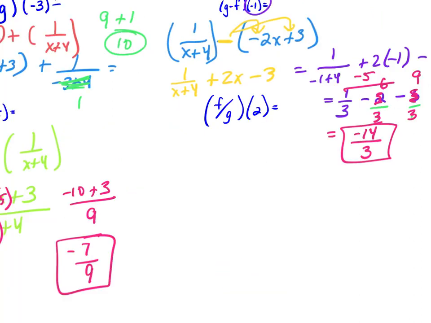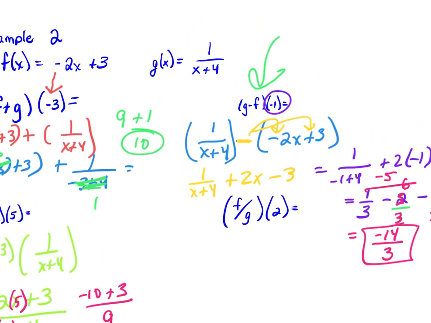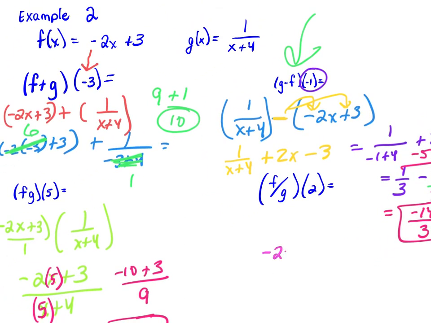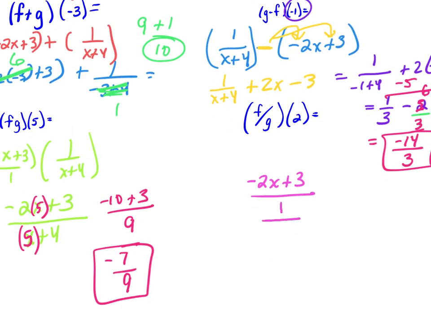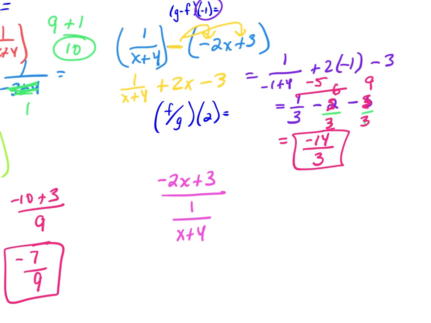What's the last one say? F what? F over G. So F divided by G. So that means F goes on top. Where's my F function? Over my G function is 1 over x plus 4. Guys, we're dividing fractions here. How do you divide fractions? What's the rule for dividing fractions? You're going to keep, change, flip.